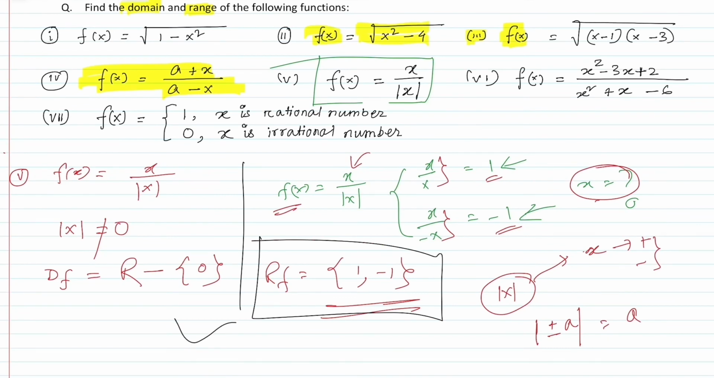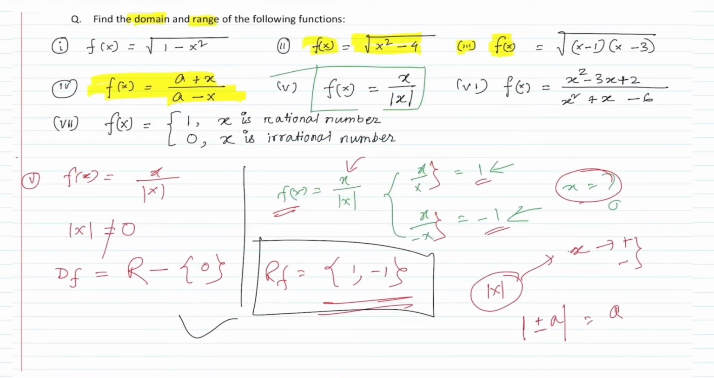It's very simple. Here I forgot to mention one thing. This will be 1 when x is greater than 0, and it will be minus 1 when x is less than 0. Okay, so let's move on to the next question.